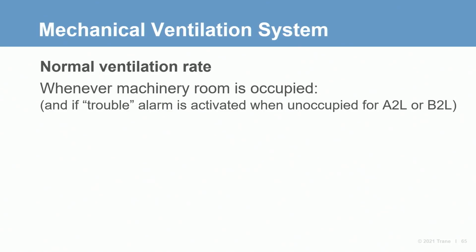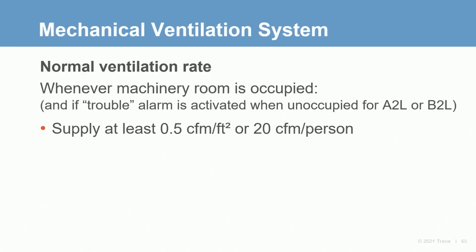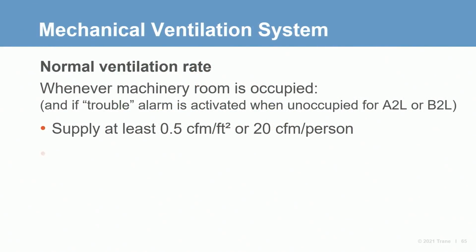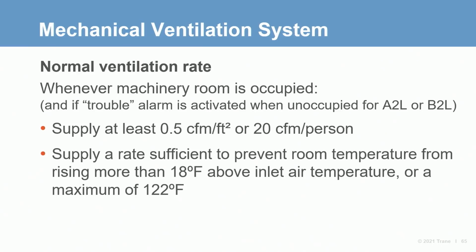The first, normal ventilation rate, is required whenever the machinery room is occupied. The system must provide at least 0.5 CFM per square foot of machinery room floor area, or 20 CFM per person. Now, designers typically use the half CFM per square foot value because the number of occupants in this type of space can be difficult to predict. A secondary requirement is that sufficient ventilation must be provided to prevent the machinery room temperature from rising more than 18 degrees above the inlet air temperature, or a maximum room temperature of 122 degrees.